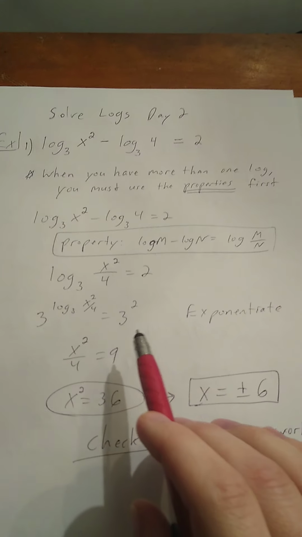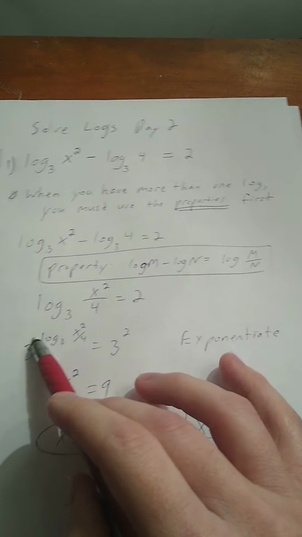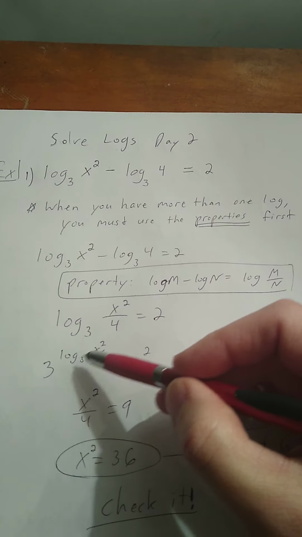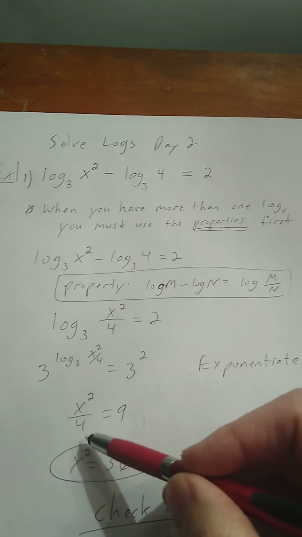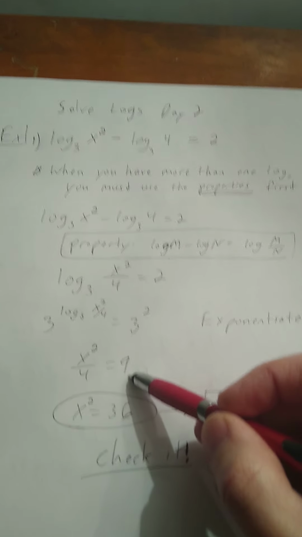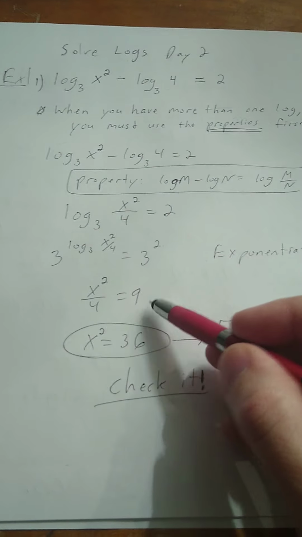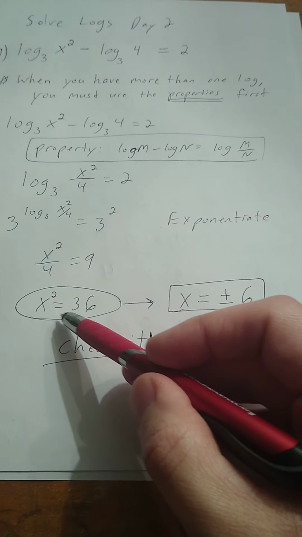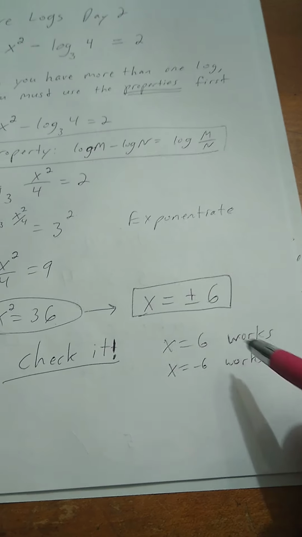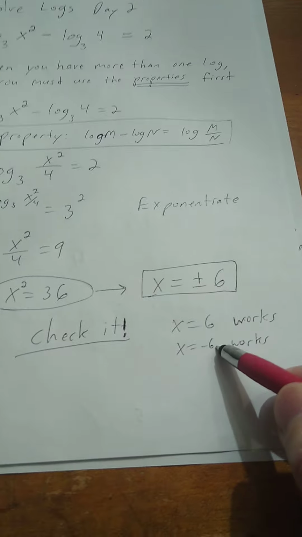Now I'm going to exponentiate, as we learned yesterday, with exponential base 3 of both sides. That cancels out log base 3, and I'm left with just x squared over 4. On this side, when I exponentiate 2, 3 to the second power is 9. So what I have then is x squared equals 36 when I multiply 4 over. Just take the square root of both sides, x equals plus or minus 6. And we need to check both of those, and when you check them, they do work.